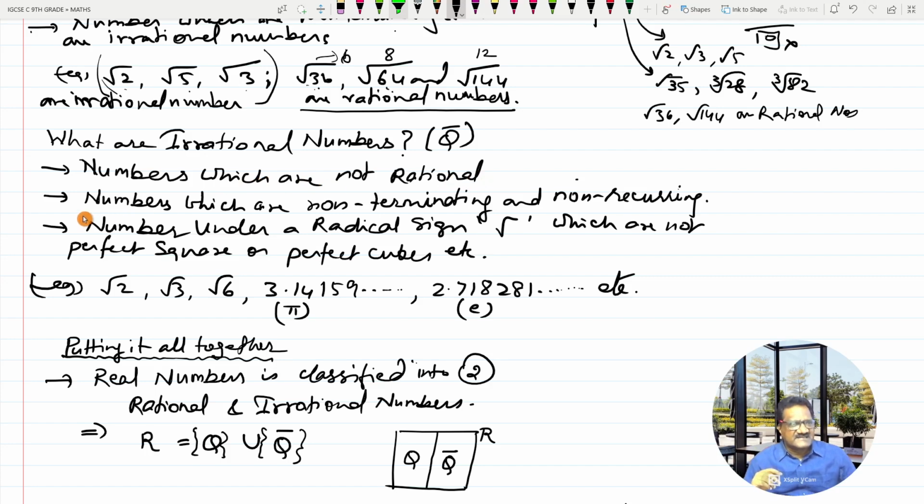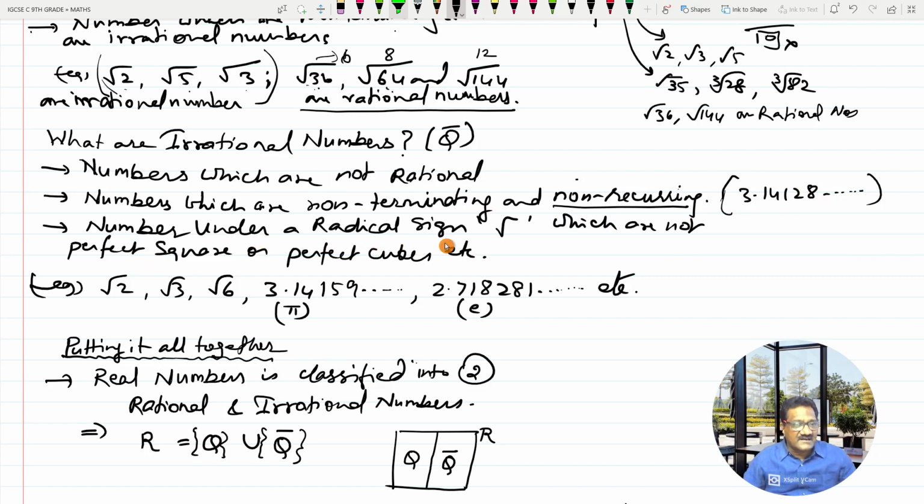Second point, numbers which are non-terminating and non-recurring. I told you previously in the definition, any fraction which is non-terminating and non-recurring will be treated as an irrational number. Such numbers you will not get in the fraction form, but you can write it in the quotient form. So in the quotient form you will get a number like 3.14128 dot dot dot. Whenever you see dot dot dot, that means it is non-recurring. So such numbers are irrational numbers.